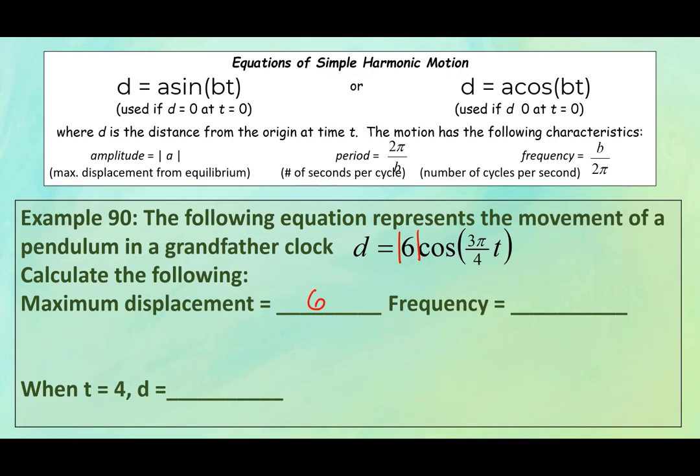and our maximum displacement is 6. Okay, so frequency, as you guys may remember from the previous slide, we have frequency is equal to B over 2 pi. Now, if we look at this equation, B is 3 pi over 4. So we have 3 pi over 4 divided by 2 pi. So we're going to keep change flip again. So we're going to keep the top, which is 3 pi over 4. We're going to change the operation to multiplication, and we're going to flip the bottom here. Now, there's not a lot of canceling other than these pi's. So now we're going to get 3 over 8 is our frequency.